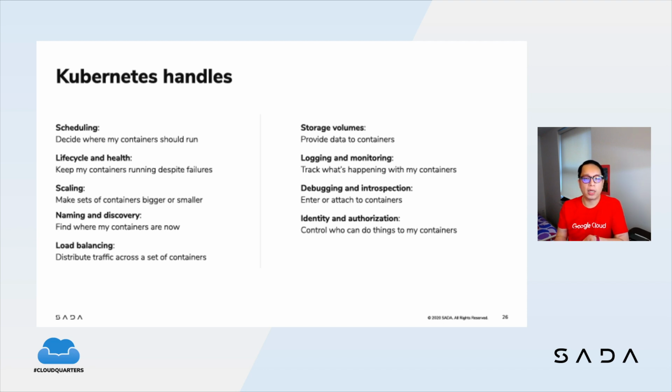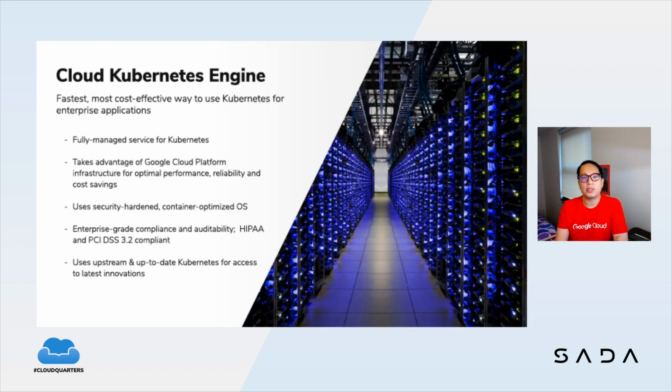When people adopt cloud, they do want to enjoy the benefits of cloud services, but they do want to offload the overall administrative headache, right? So that's why we offer Google Kubernetes Engine, GKE, which is the fastest, most cost-effective way of using Kubernetes, because it's a fully managed service of Kubernetes on top of GCP.